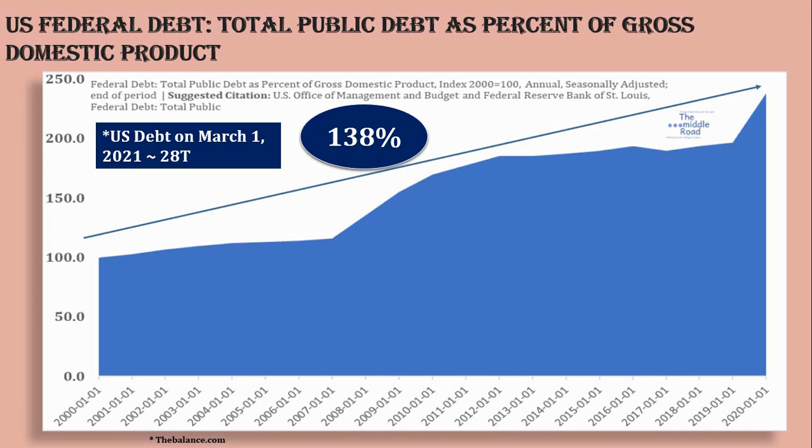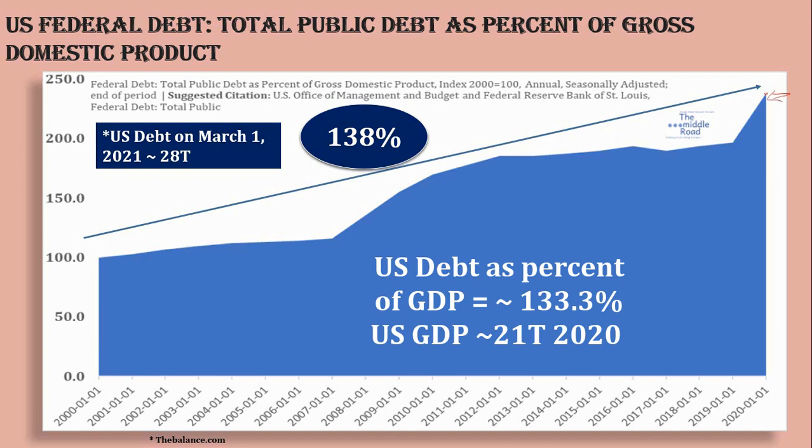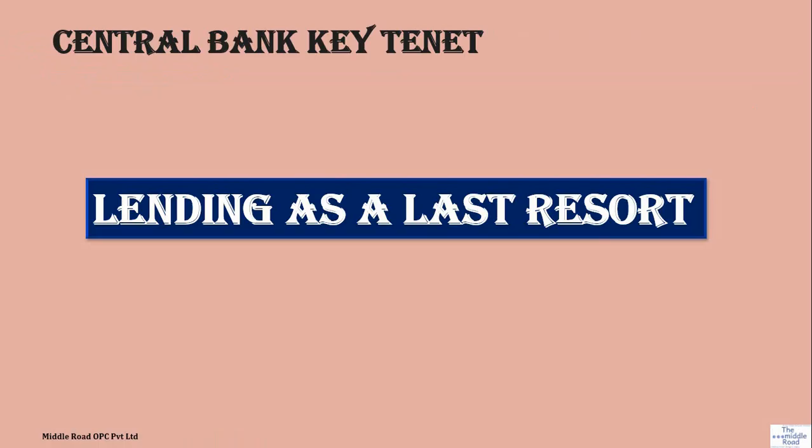That's from thebalance.com. But if you look at this graph, what it means is that in Jan 2020, the public debt as a percentage of gross domestic product was 238%. But if you look at total debt, the US debt is about $28 trillion.